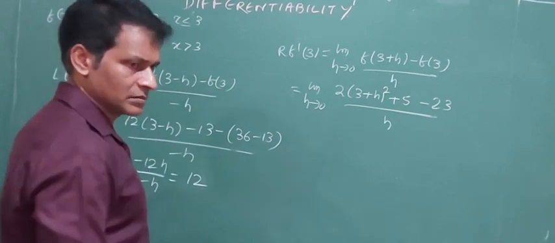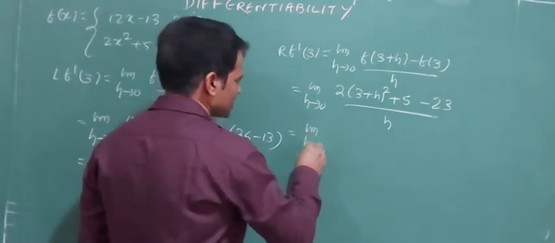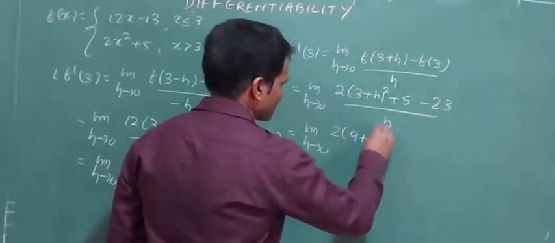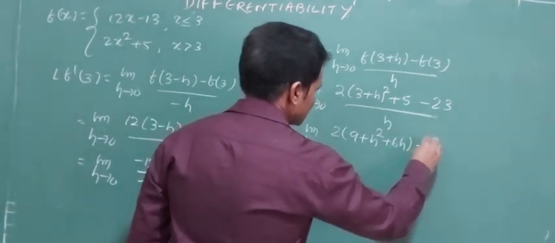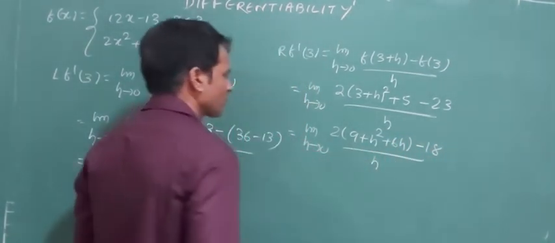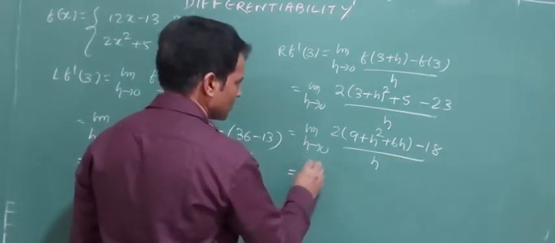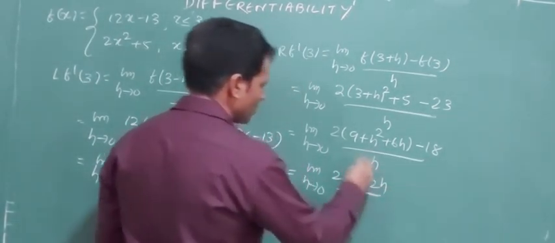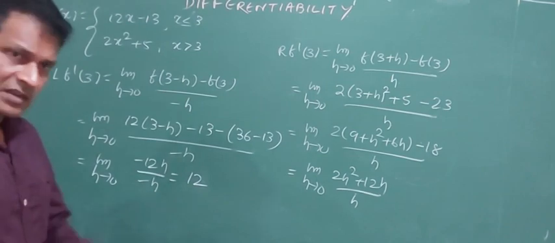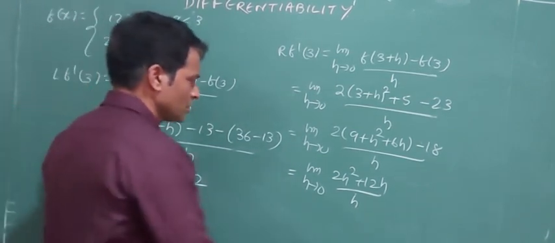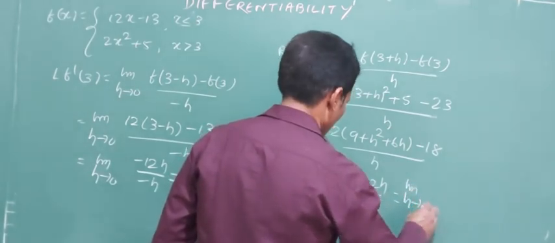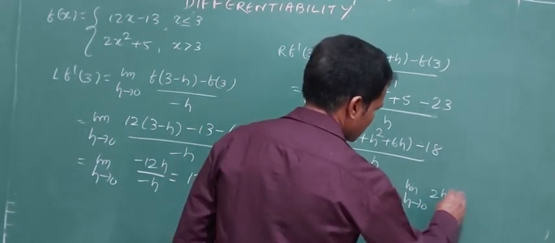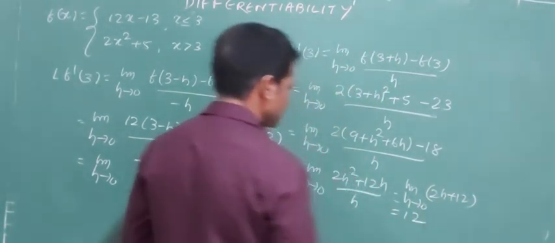Now you have to expand it. Limit h tends to 0. I cannot replace h tends to 0 because denominator h is there. 2 into 9 plus h square plus 6h, minus 18. 18 cancels out. Limit h tends to 0, 2h square plus 12h by h. Take common and cancel h first, then replace the remaining value with 0. So I'll get limit h tends to 0, h common, 2h plus 12. h tends to 0, 12 is the answer.